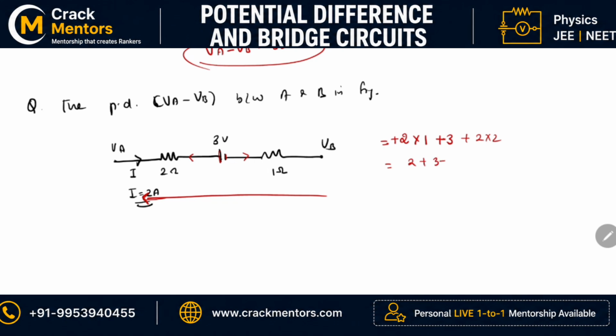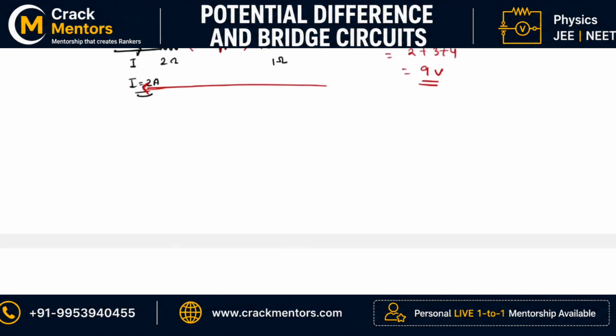So that is 2 plus 3 plus 4, that is equal to how much? That is equal to 9 volt. The correct answer to this question is 9 volt. Okay, I hope it's clear. Perfect. Have you seen how fast you are able to solve it now? Okay, keep on doing the questions.